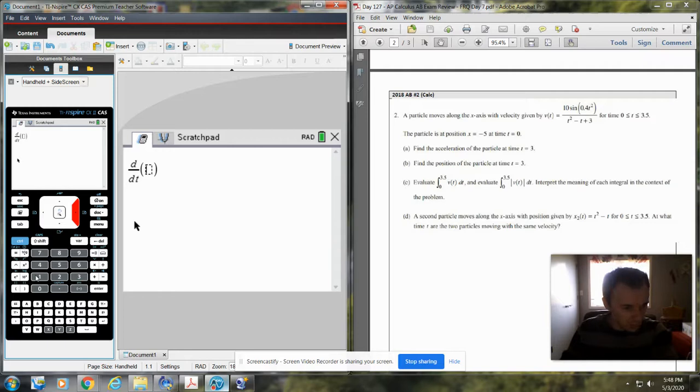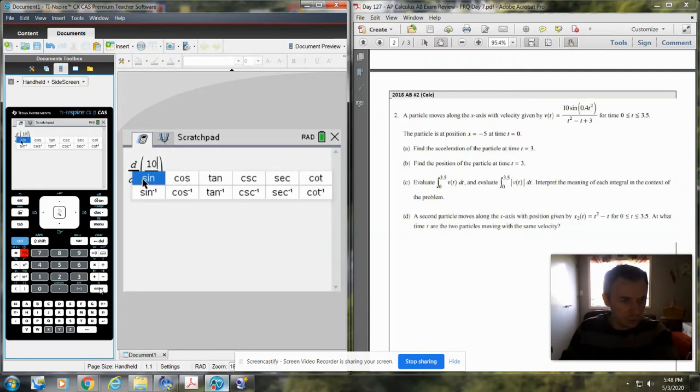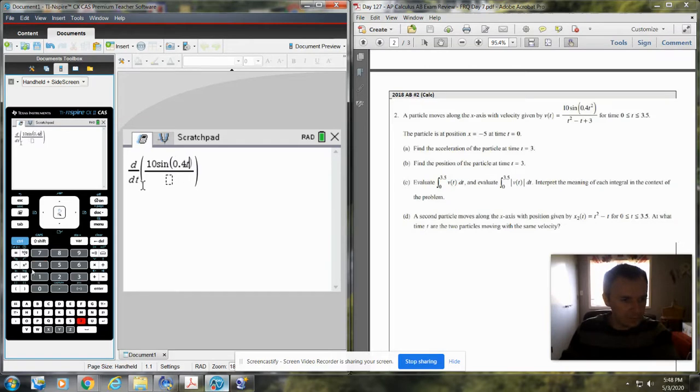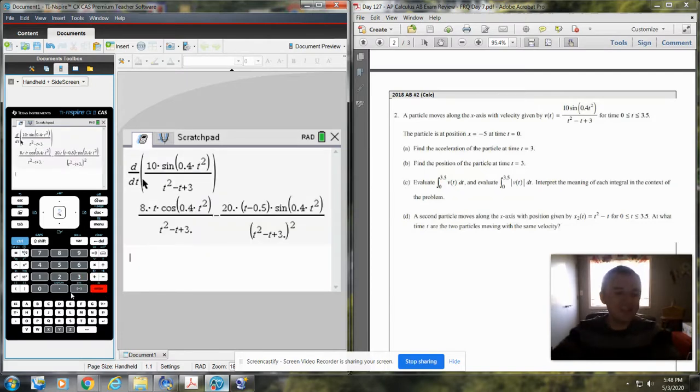So let me put that fraction first. So control division gives me that fraction. So we got 10. Do you want to make sure calculator is in radians? So 10 sine, trig button, enter. Sine of 0.4 t squared. And then we have t squared minus t plus 3. Press enter. So there you go. This is what the derivative function of this function would look like.